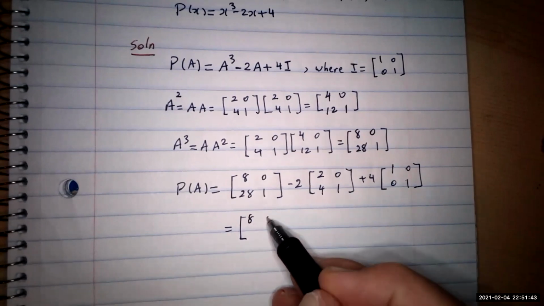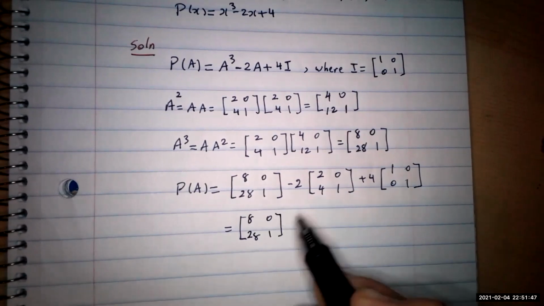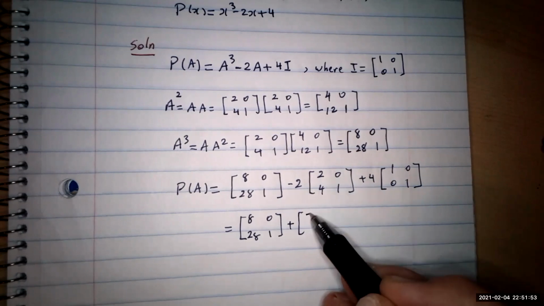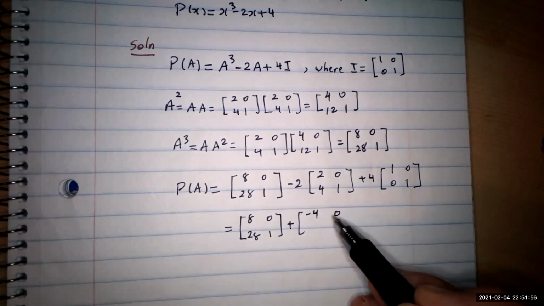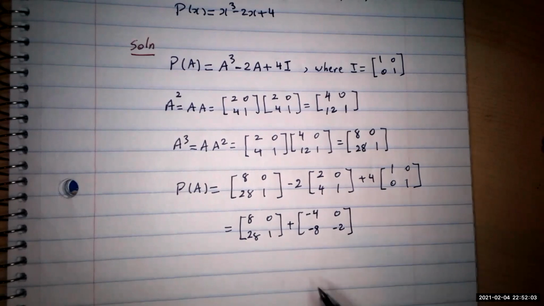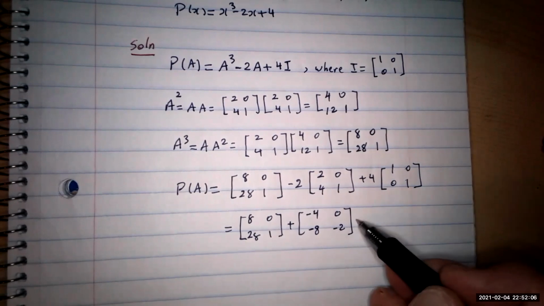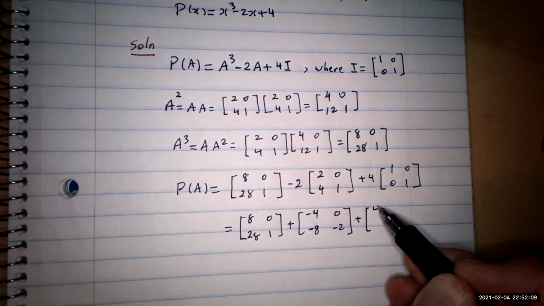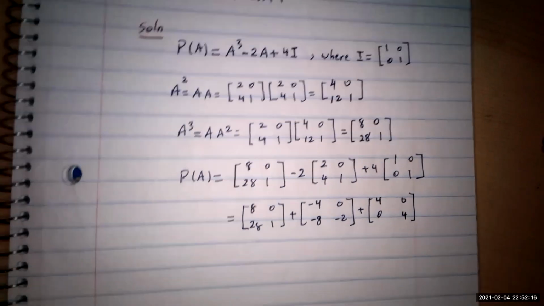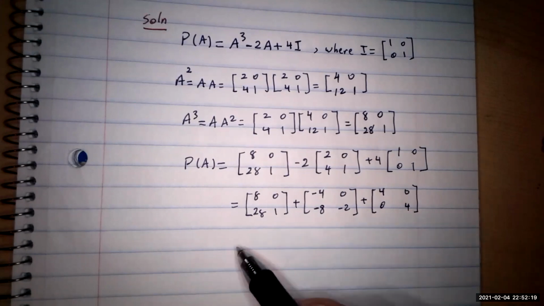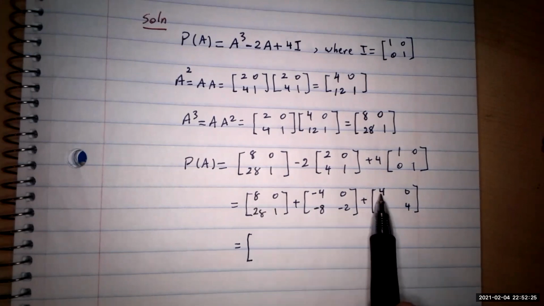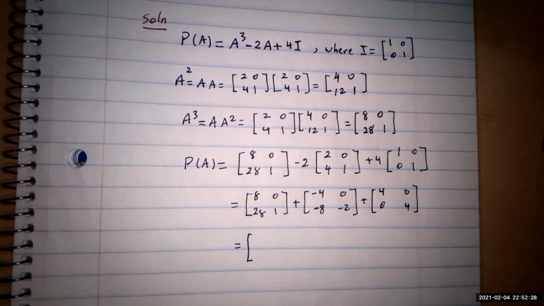It's going to be 8 0 28 1. I multiply the -2 inside, so it becomes -4, 0, -8 and -2. You know that you multiply by each entry. And this last one is 4 0 0 4; you multiply each one of them, and that makes the 4. Now we add them together by adding each entry. So what we have is 8, -4, and 4.